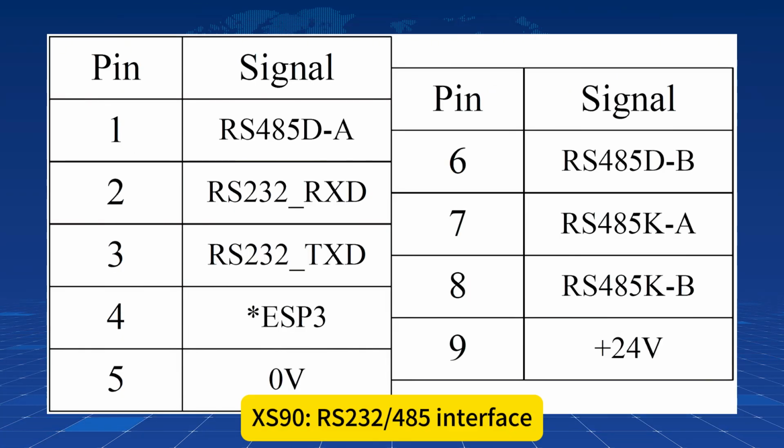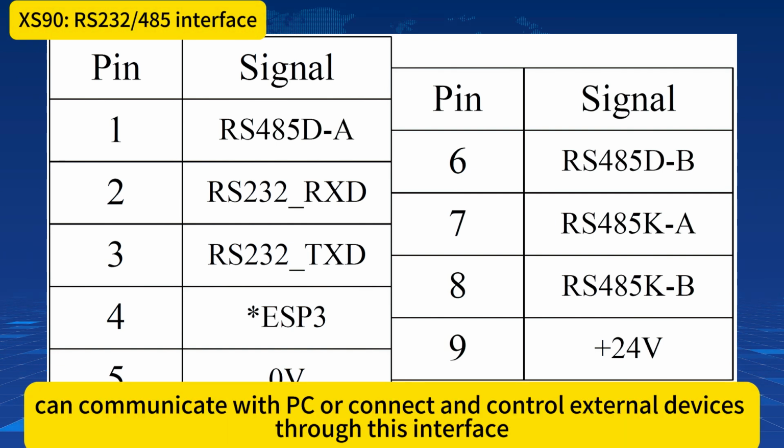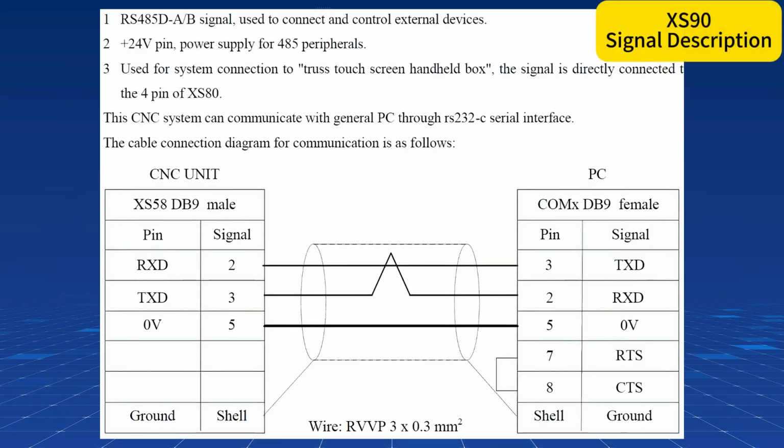XS90 RS232 or 485 interface, using DB type 9-hole socket, can communicate with PC or connect and control external devices through this interface. Pin definition of RS232 or 485 interface is shown in the figure. Signal description.